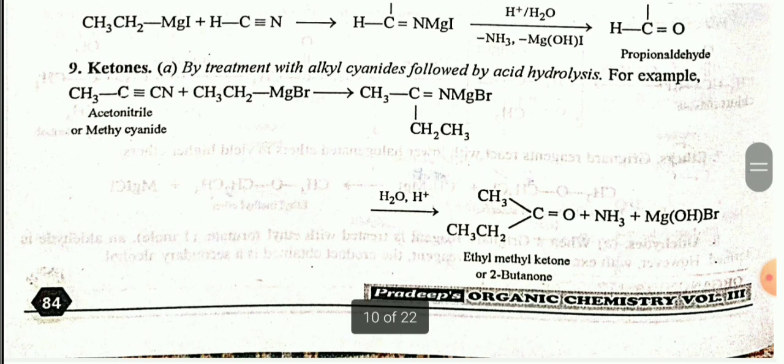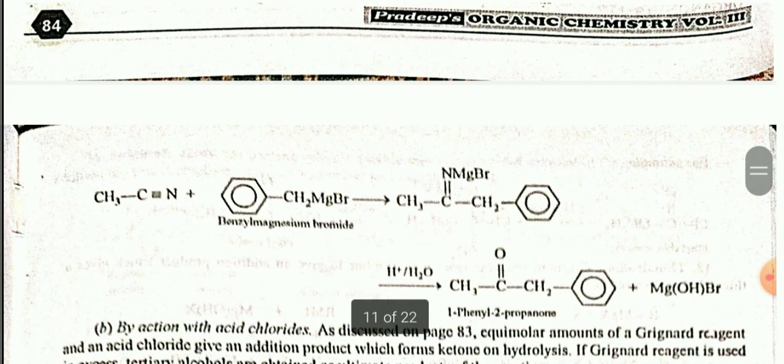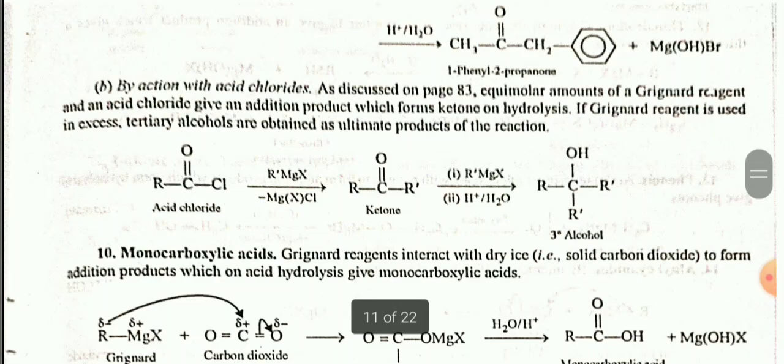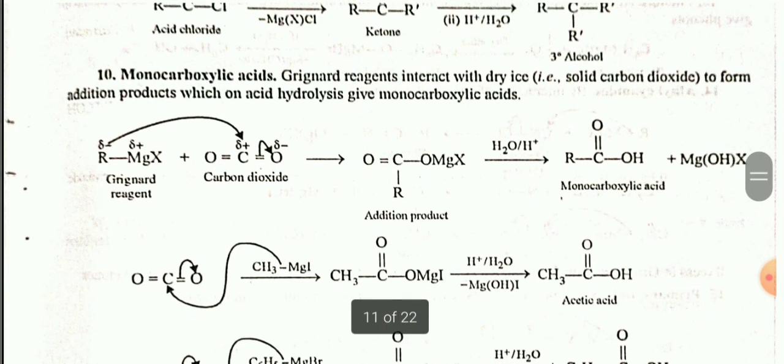9th, ketones. A. By treatment with alkyl cyanides followed by acid hydrolysis. B. By action with acid chlorides. As discussed on page 83, equimolar amounts of a Grignard reagent and an acid chloride give an addition product which forms ketone on hydrolysis. If Grignard reagent is used in excess, tertiary alcohols are obtained as the ultimate product of the reaction. 10th, monocarboxylic acids. Grignard reagent interacts with dry ice, that is solid carbon dioxide, to form an acid addition product which on acid hydrolysis gives monocarboxylic acid.